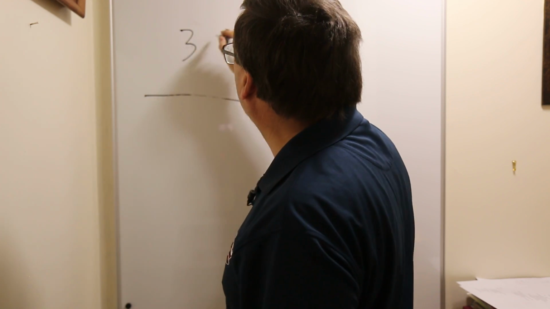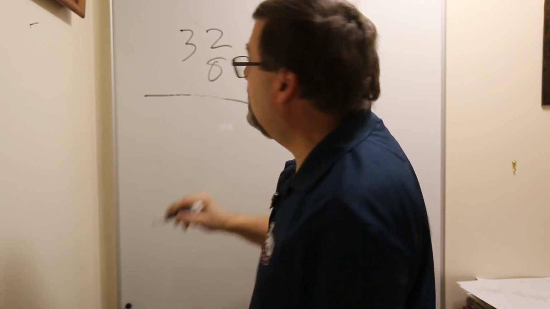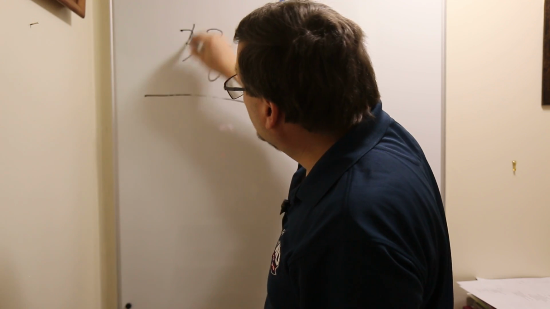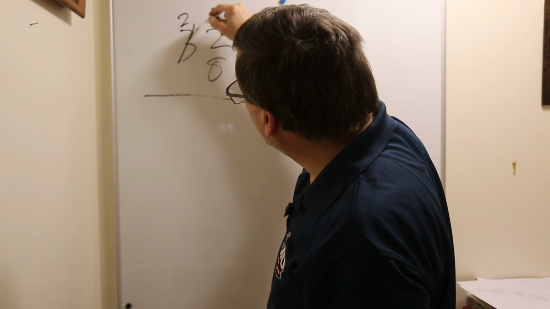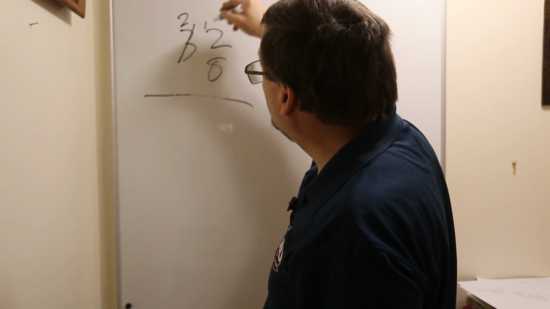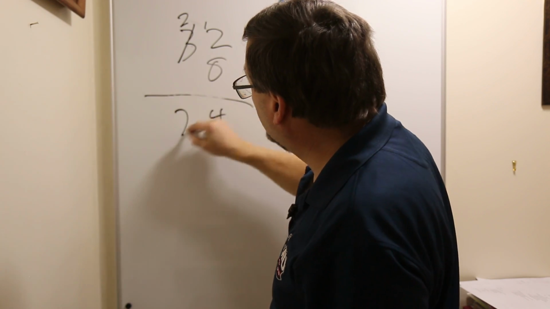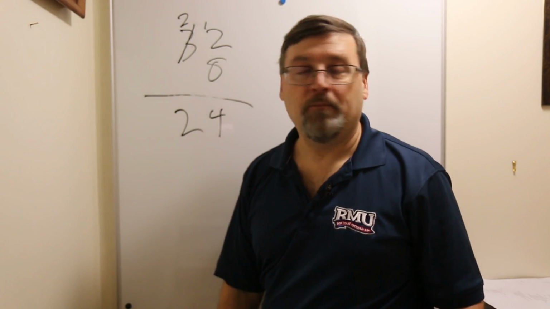So if we have 32 minus 8, we do 2 minus 8, we can't do that. We change the 3 to a 2, bring over 10, and then we have 12 minus 8, which is 4, and we have 2 left, and we come back with 24.